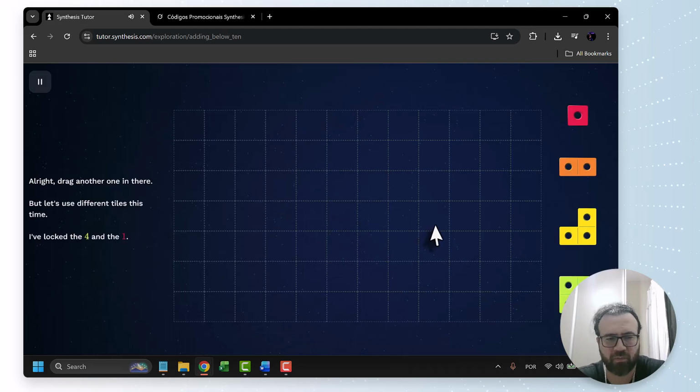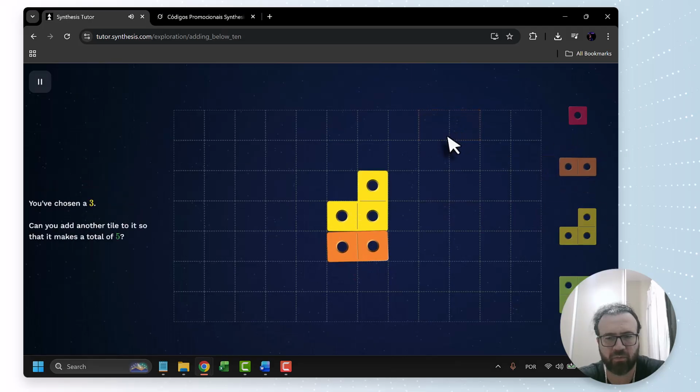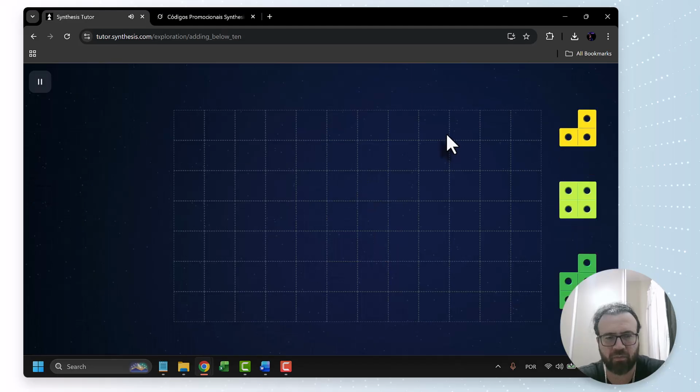All right, drag another one in there. But let's use different tiles this time. I've locked the 4 and the 1. You've chosen a 3. Great. 3 plus 2 makes 5. Now there's 3 new tiles for you to use.